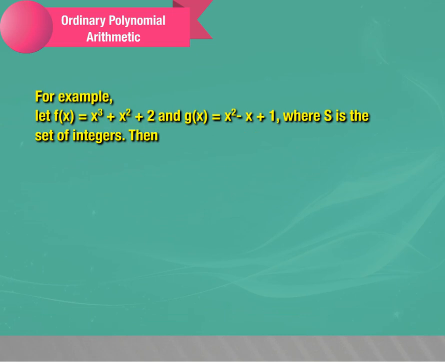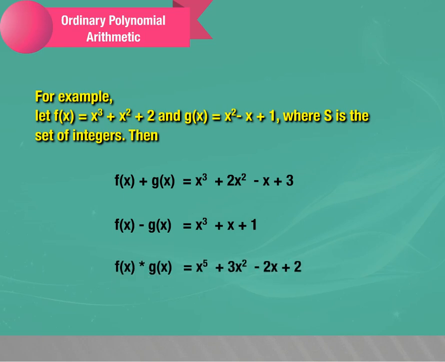For example, let f(x) = x^3 + x^2 + 2 and g(x) = x^2 - x + 1, where S is the set of integers. Then f(x) + g(x) = x^3 + 2x^2 - x + 3. f(x) - g(x) = x^3 + x + 1. f(x) × g(x) = x^5 + 3x^2 - 2x + 2.